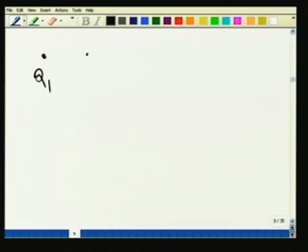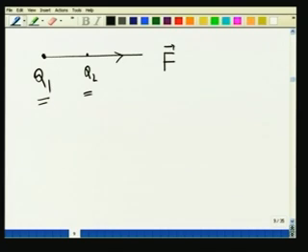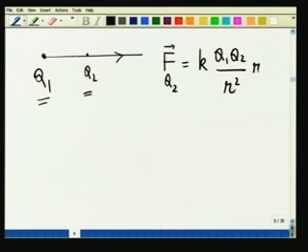As another familiar example, let me take one charge Q1 and let's assume it's fixed somewhere. Let's take the other charge Q2 and move it. Let both the charges be of the same sign so that the force is moving outward. Since you know polar coordinates by now, I can write this force on Q2 as K Q1 Q2 over r squared along the direction r hat.